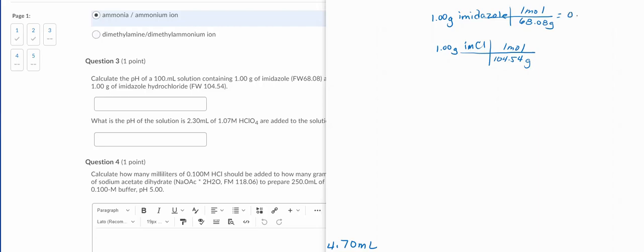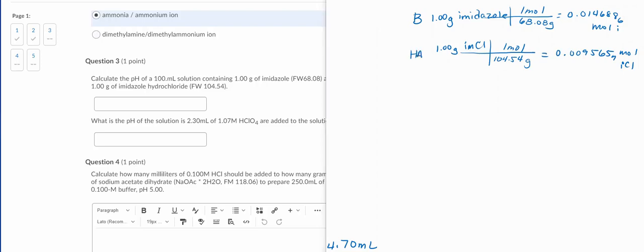So I have 0.0146886 moles of imidazole, and for the imidazole chloride, the formula masses were given to us, so that makes it a little bit easier. 0.0095657, and that is imidazole chloride. Now, imidazole is a base, and because it is a base, this is the base, so this is going to be equivalent to the weak acid.